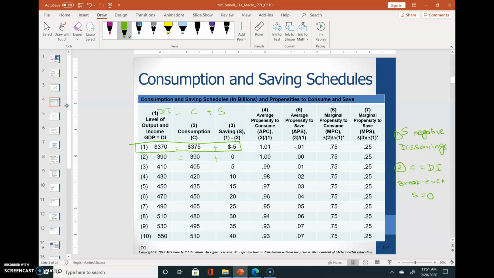Then as we move along, the disposable income numbers and the consumption numbers, columns 1 and 2, are showing us the consumption schedule. We see when disposable income increases, the consumption also increases. Number 4, if we look at columns 1 and 3, we see the saving schedule. When disposable income increases, the savings will also increase.